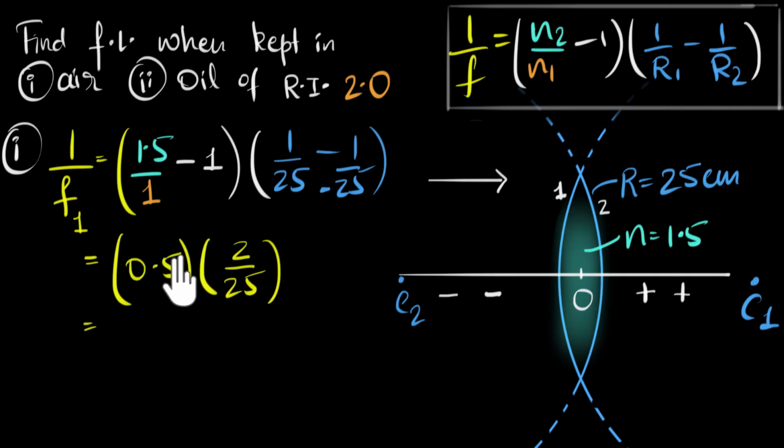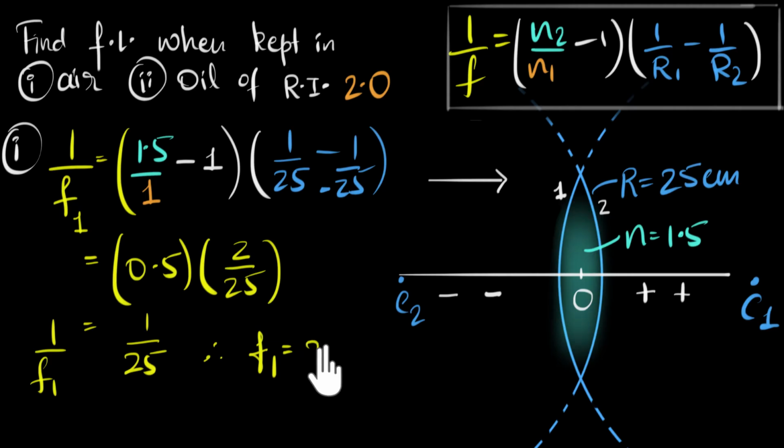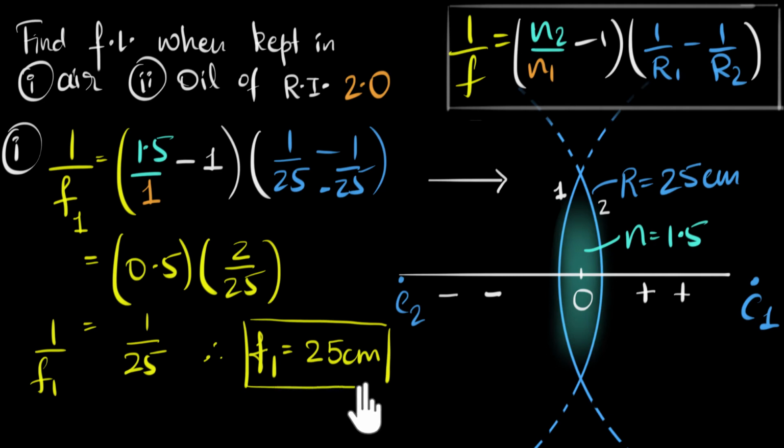And 0.5 times 2 is just 1. So that gives us 1 over 25 again. This is 1 over f1. And therefore, the focal length in the first case turns out to be 25 centimeters. And there we have it. That is the focal length in the first case. Also notice that the focal length we're getting is a positive value.